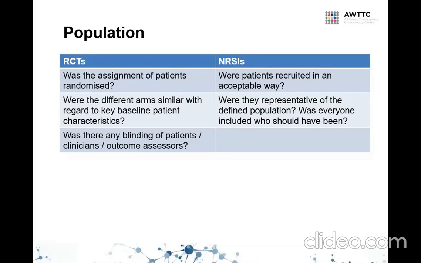For NRSIs, we want to see, were patients recruited in an acceptable way? Was everyone included who should have been? And again, looking at baseline characteristics may offer some reassurance or raise some concerns about this. The aim of all of this is to assess selection bias. So were the patients selected or not selected to be included in the study or in a particular arm of the study? And if so, that would be a cause for concern.